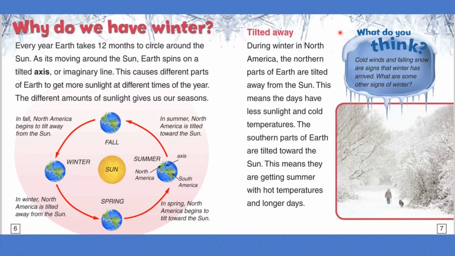Tilted away. During winter in North America, the northern part of Earth is tilted away from the sun. This means that the days have less sunlight and cold temperatures. The southern parts of Earth are tilted towards the sun. This means they are getting summer with hot temperatures and longer days. What do you think? Cold winds and falling snow are signs that winter has arrived. What are some other signs of winter?